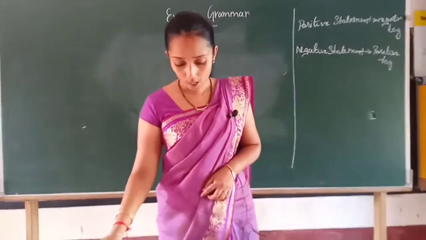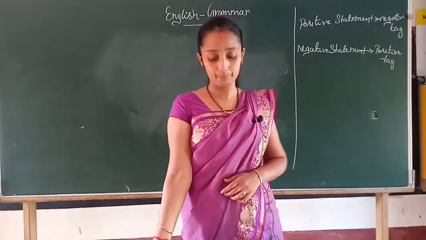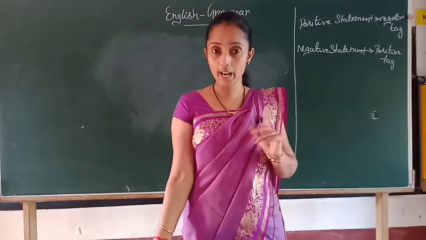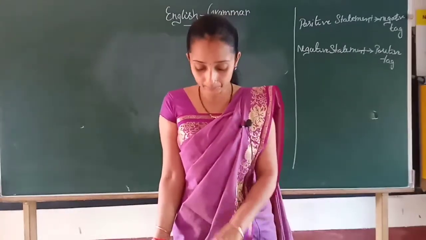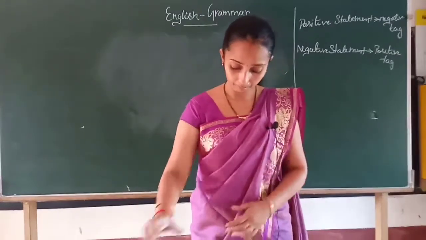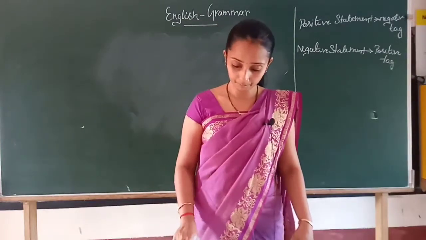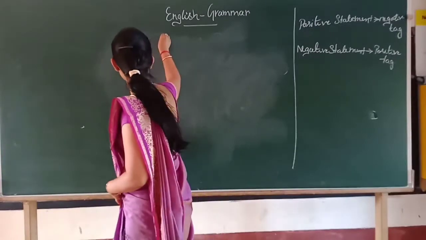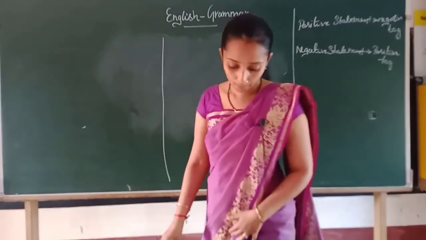Heading: write down "positive sentence with negative tag." Positive sentence with negative tag. Heading you have given. A few of the examples we will work out here. Okay. After that, make a column. Okay, you made a column.